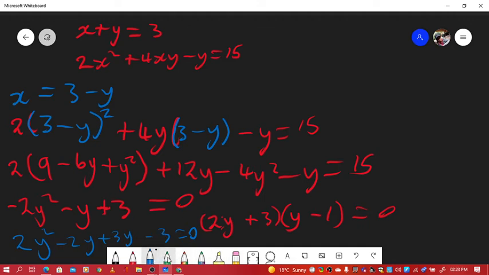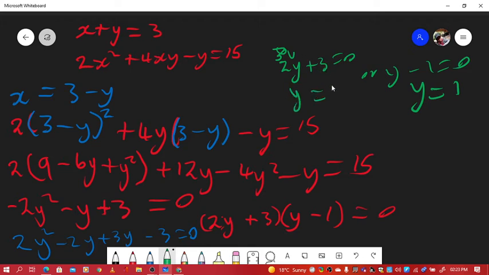Because of space, I'm going to write with another color. So that means our 2y plus 3 equals 0, or y minus 1 equals 0. So y is equal to 1, and here y is equal to minus 3 over 2. So these are our y values. If you quickly want x, you take these two values and substitute them into this equation.